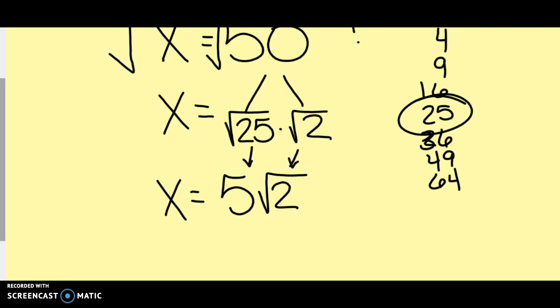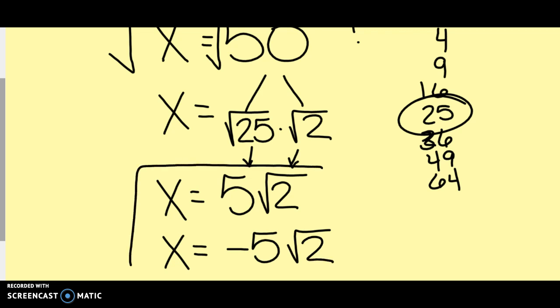You can leave your answer like that. That's the best way to leave it. Now remember, the square root of any number has a positive and a negative. So x is also equal to negative 5 square root of 2. These are both of your answers right here. All right, if you are in Algebra 1, you are ready for your quiz. If you're in Algebra 2, go on to the next page in this video.